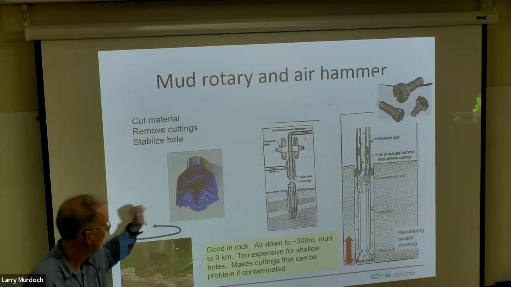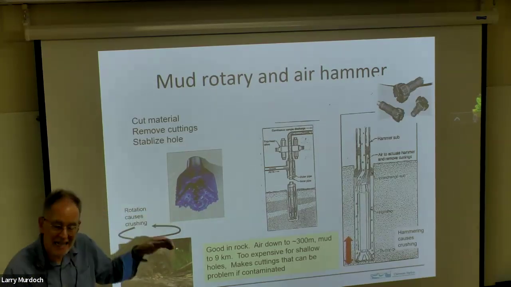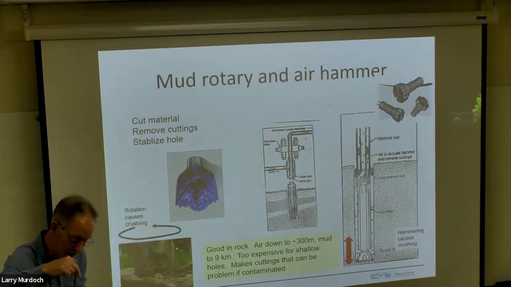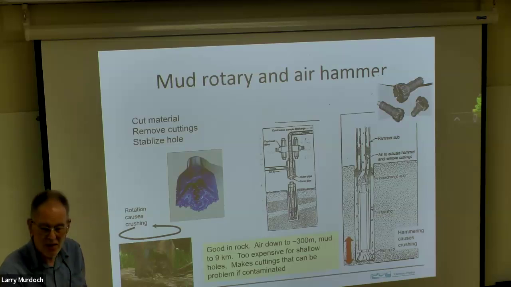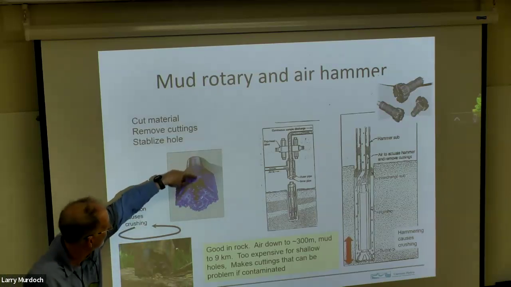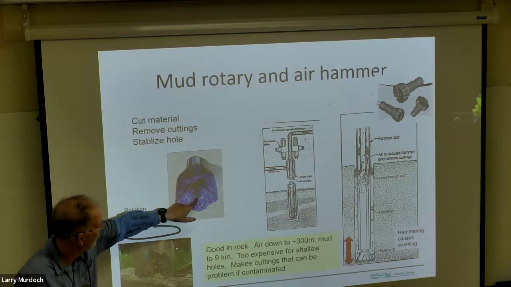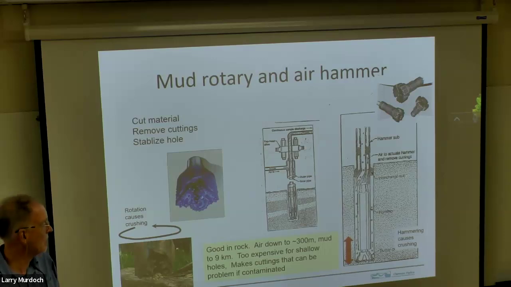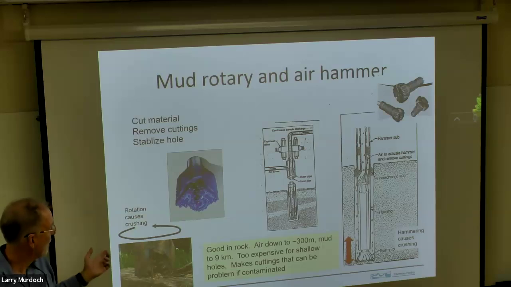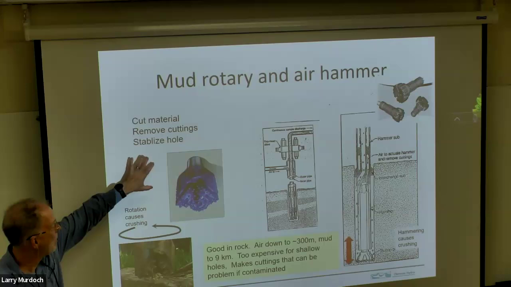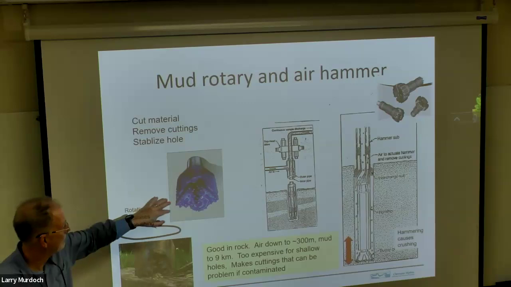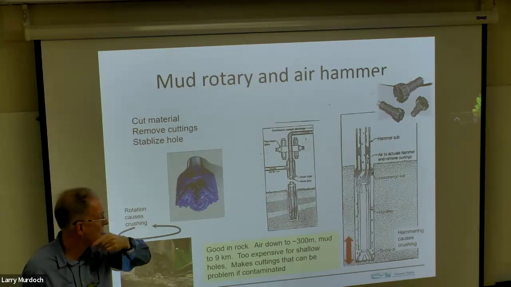For rotation, it crushes the rock, and then to get the cuttings out with this kind of a bit, there's a mud that is injected down through the drilling steel and out through the bottom here. That mud picks up the particles of rock that have been crushed under the bit and brings them up to the surface. So that's called mud rotary. So the rotation causes crushing, and then the mud removes the particles.